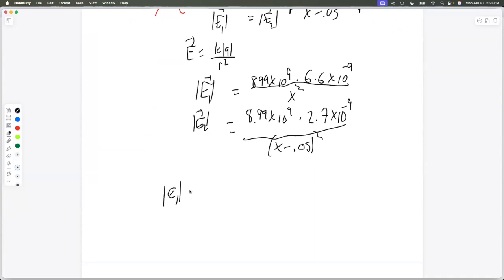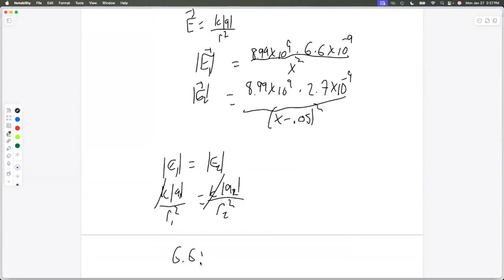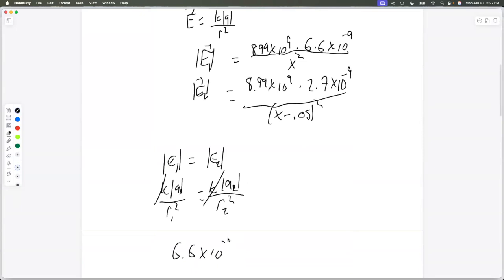So in general, this was k q1 over his distance squared. This is k q2, again in absolute value, over his distance to the point squared, not distance from each other, distance to the point. The k's cancel. So when I set these equal, those k's are going to cancel. I'm going to get 6.6 times 10 to the negative ninth over x squared equals 2.7 times 10 to the negative ninth over x minus 0.05 squared.